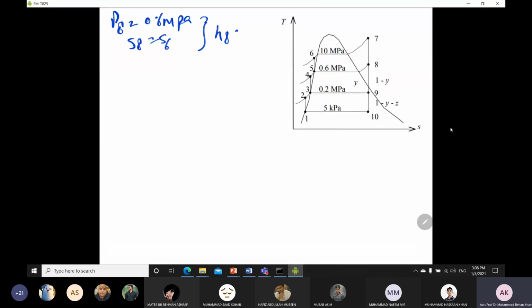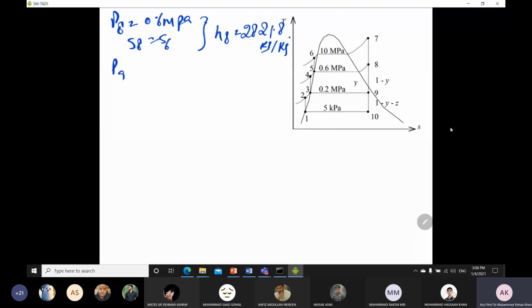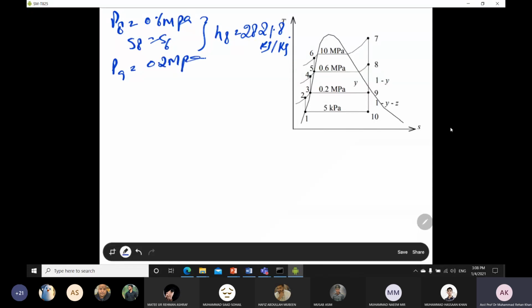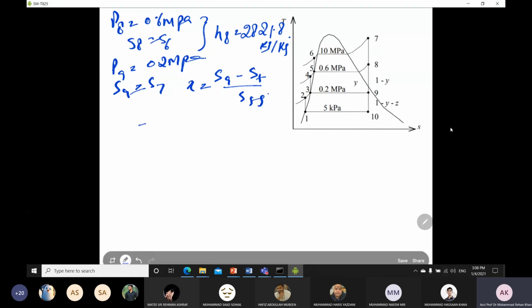Okay, so now we are moving towards point number 9. At point number 9, the pressure is again given to us, which is equal to 0.2 megapascal, and it is in the two-phase region. S9 is equal to S7 also, so you have to apply the formula for quality. For quality, X is S9 minus SF over SFG. You have all the values against 0.2 megapascal from the thermodynamics table, and you can plug in the values, and 0.9602 will be your value for X.